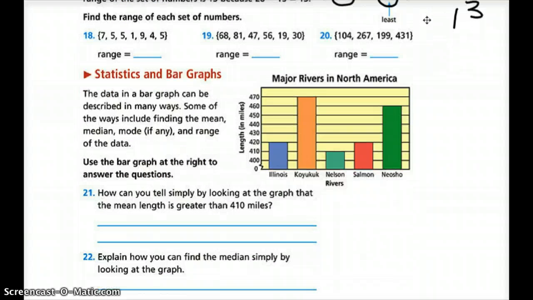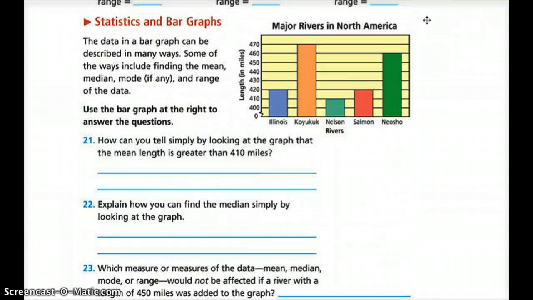All right, then we're going to look at 21 through 23. So now we're going to use a bar graph. So this can help us find the mean, median, mode, and range of data. So the first thing I want you to do is write down the numbers for each of these. So this Illinois would be 420. Koyukuk would be 470. Nelson River 410. Salmon 420. Neosho 460.